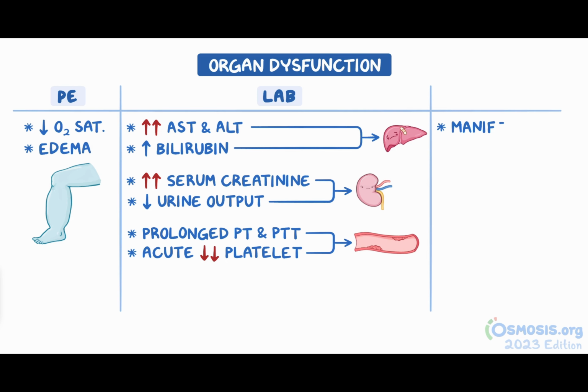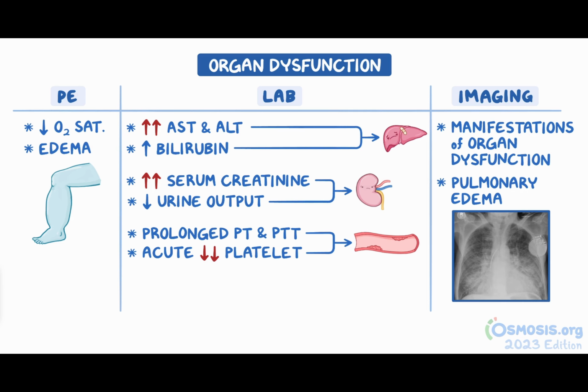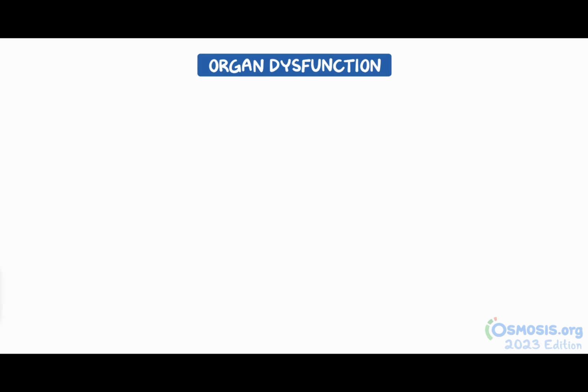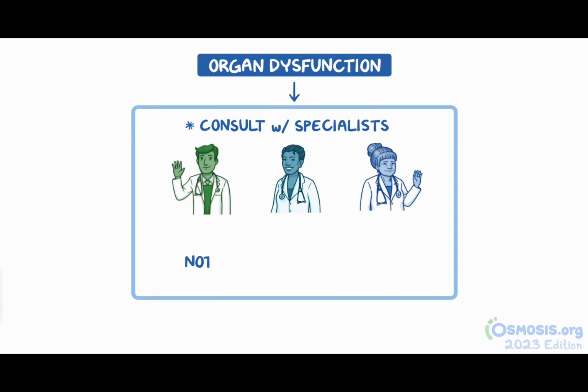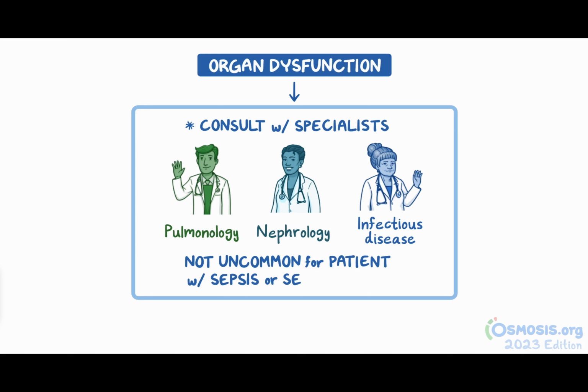Finally, some manifestations of organ dysfunction manifest on imaging, like the development of pulmonary edema on chest X-ray. If there are lab and imaging abnormalities suggestive of organ dysfunction, you should consider consulting with a specialist. It's not uncommon for multiple specialties, such as pulmonology, nephrology, and infectious disease, to be involved in the management of a patient with sepsis or septic shock.